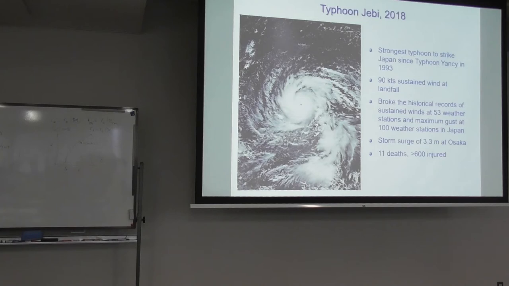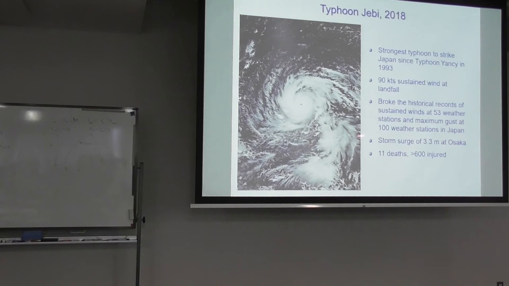This occurred last year here. And it was, I read at least, the strongest typhoon to hit Japan since Yancy in 1993. It had a sustained wind, as far as I can make out, of about 90 knots at landfall. If you know differently, tell me. I was trying to look these up last week.